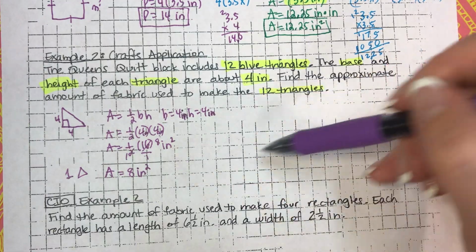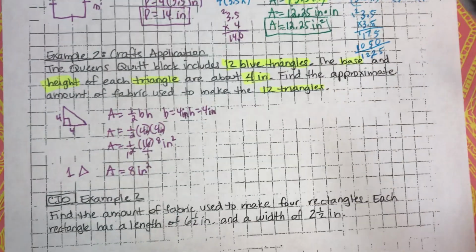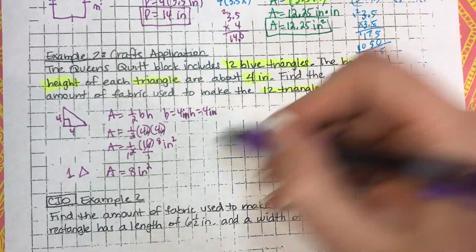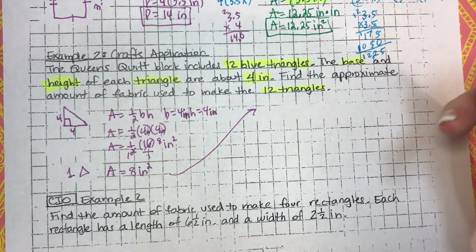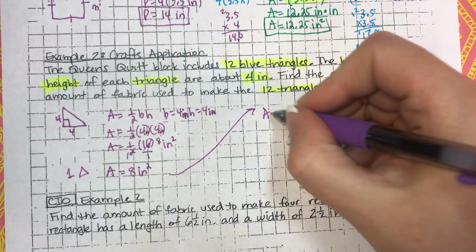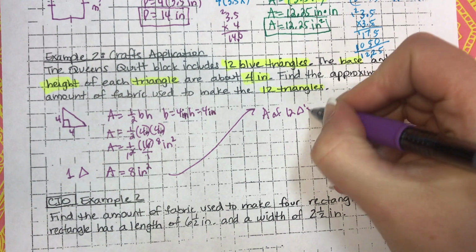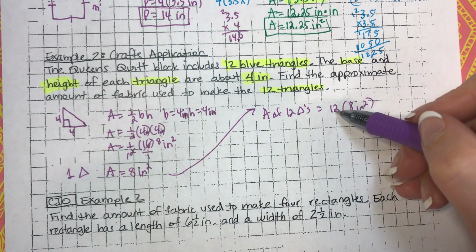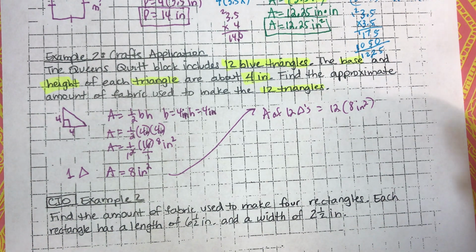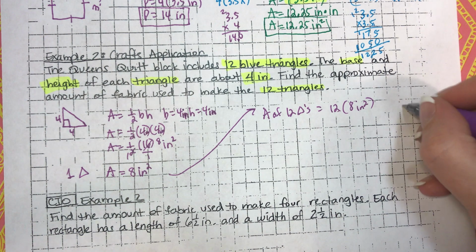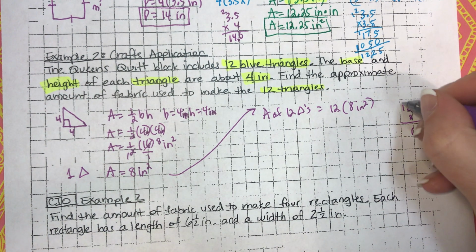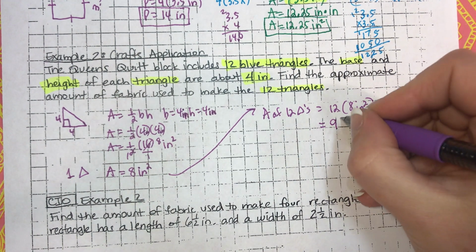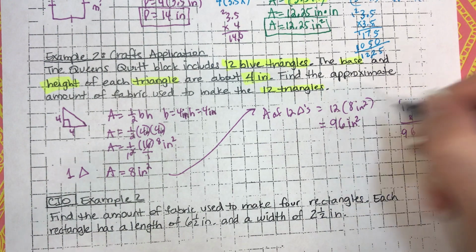We need to find how much material we need for 12 triangles. So we're just gonna take this and multiply it by 12. So for 12, the area of 12 triangles equals 12 times 8 inches squared. So we just multiply those two numbers together. 12 times 8, 8 times 2 is 16, carry the 1, the 6, carry the 1, 8 times 1 is 8 plus 1 is 9, so it's 96. So 96, and then we just keep that inches squared.